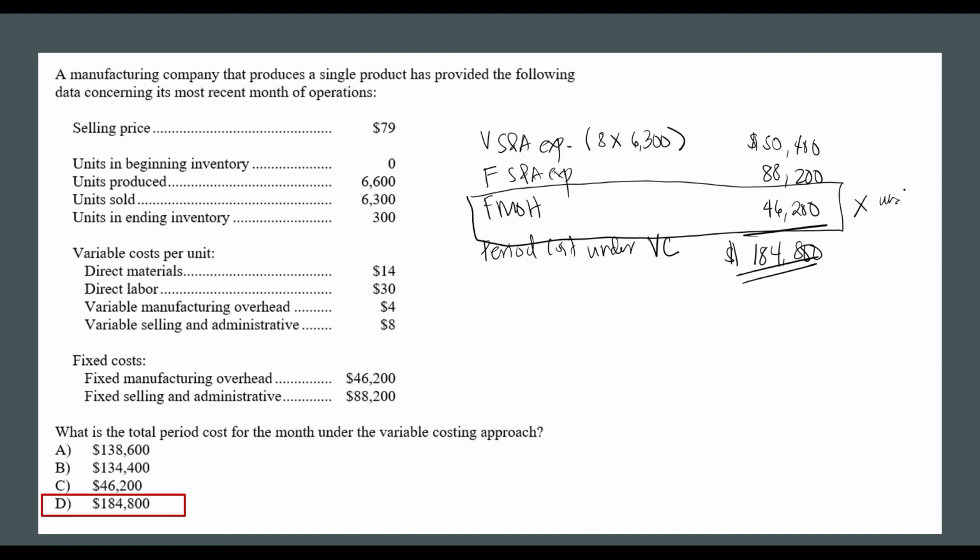Okay? Under absorption costing, the value of our period cost should only include all the expenses related to selling and administrative expenses. And again, your fixed manufacturing overhead under absorption costing will be part of your product cost. But in this case, the fixed manufacturing overhead cost under variable costing will be included as part of your period cost. So the answer here is again letter D. Okay?